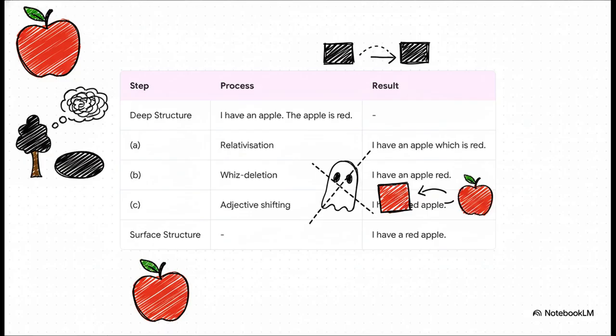Take this simple English sentence, I have a red apple. The deep structure is really just two basic ideas. Then the grammar kicks in and applies a series of rules or transformations. First, it combines the ideas. Then it deletes the "which is." And finally, it shifts the adjective to the front of the noun. Every step is a clear, specific rule.